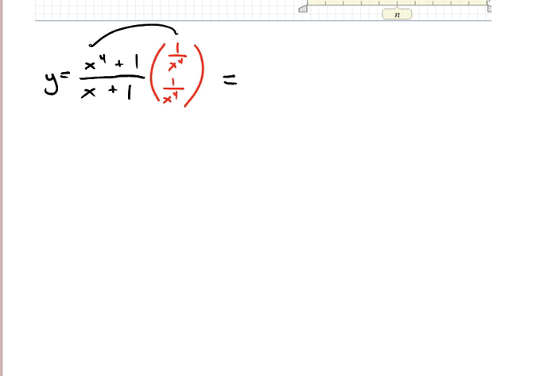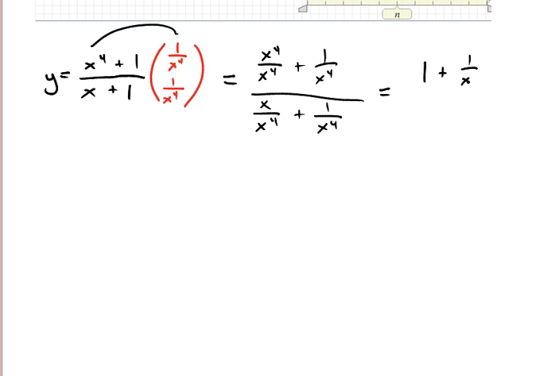We distribute. Let's just write it all out. x to the fourth over x to the fourth plus 1 over x to the fourth, all over x to the fourth plus 1 over x to the fourth. So all I've done is divide everything by x to the fourth. And I end up with x to the fourth over x to the fourth is just 1. So I get 1 plus 1 over x to the fourth, over 1 over x to the third plus 1 over x to the fourth.